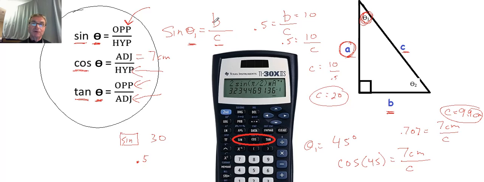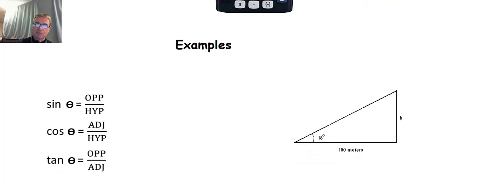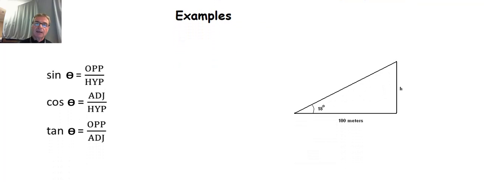physics becomes very difficult. Okay, so let's slide down here and let's do some examples. The triangle on the right has an angle of 18 degrees over here.